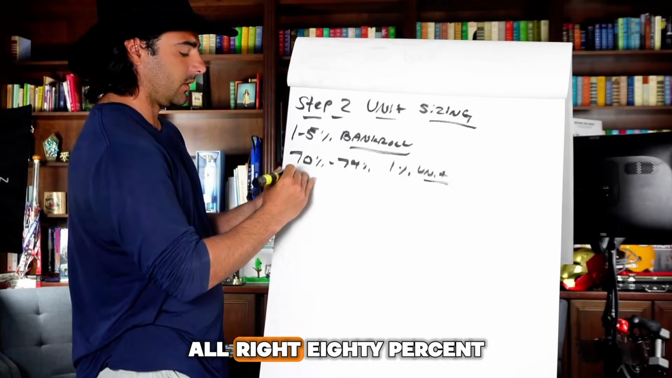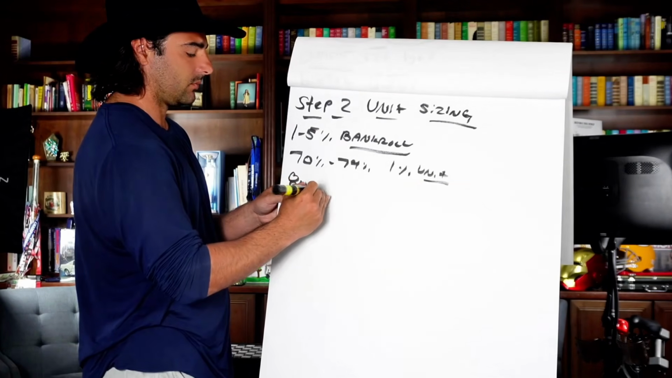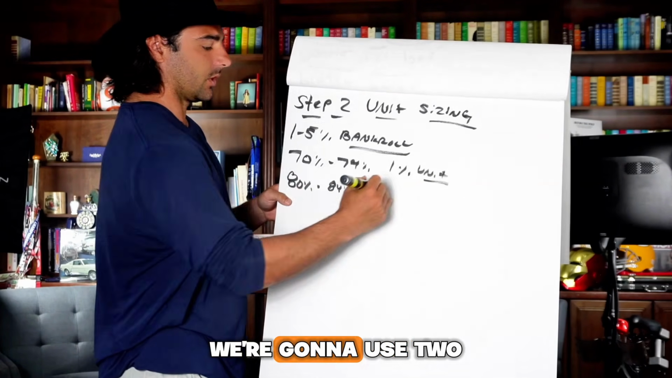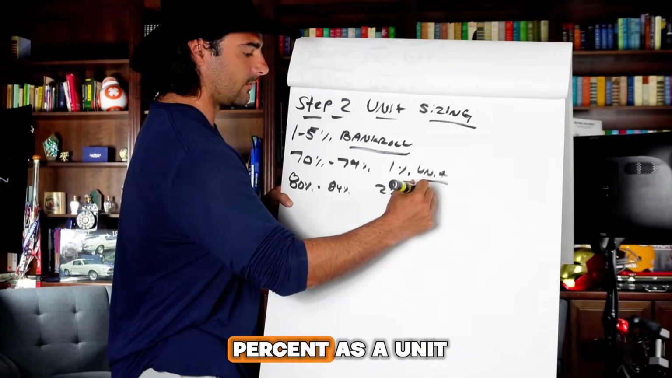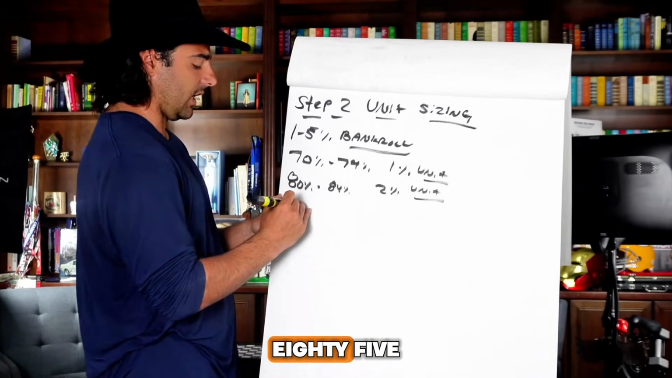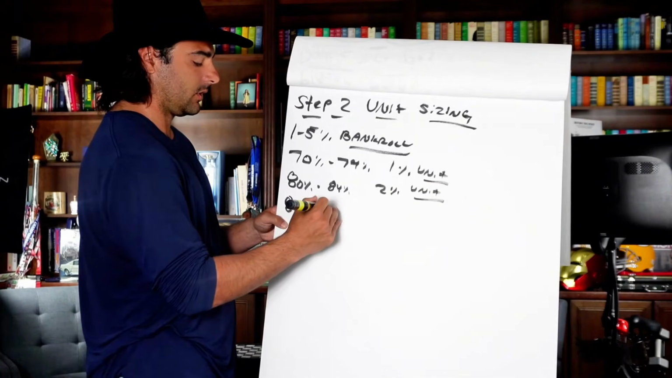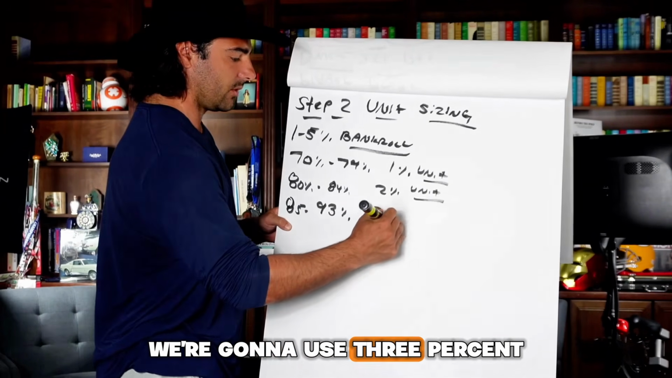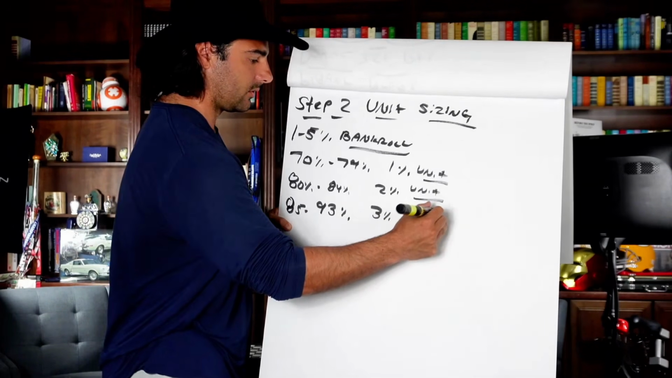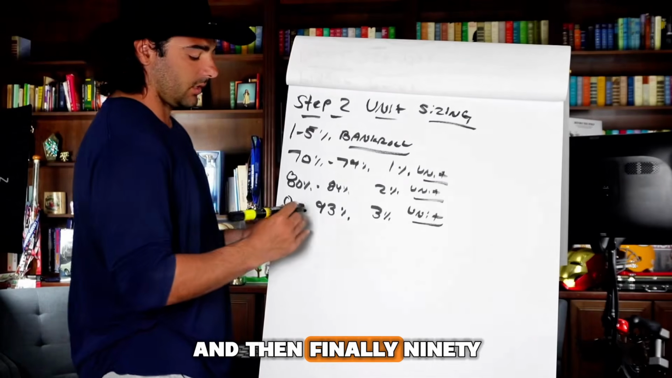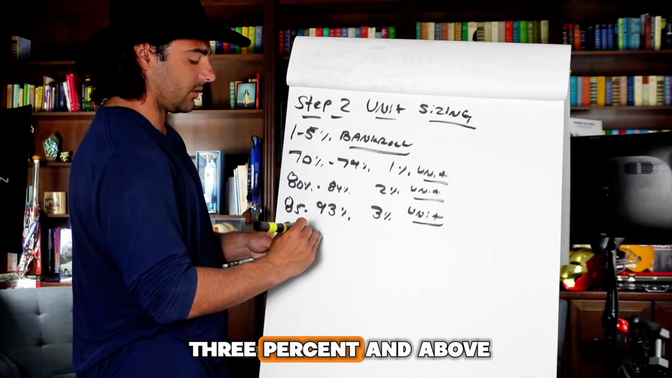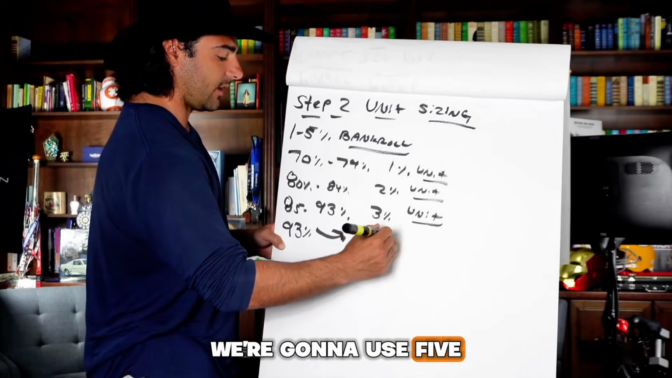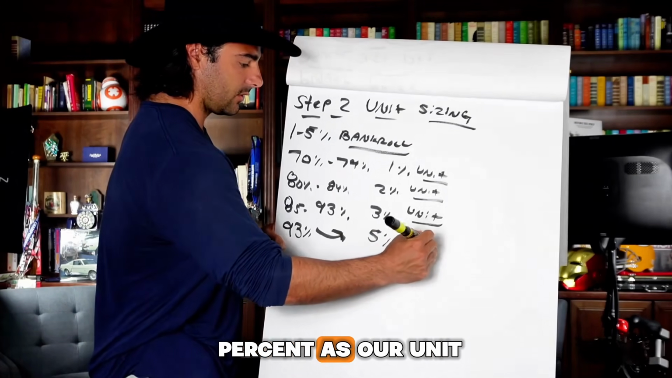All right? 80% to 84%, we're going to use 2% as a unit. 85 to 93%, we're going to use 3% as a unit. And then finally, 93% and above, we're going to use 5% as our unit.